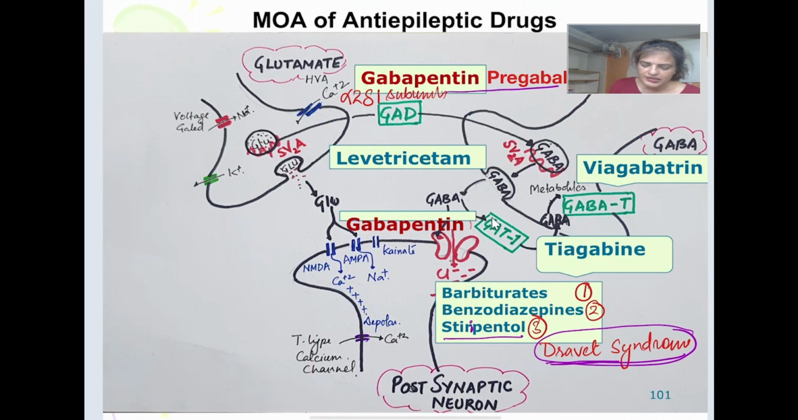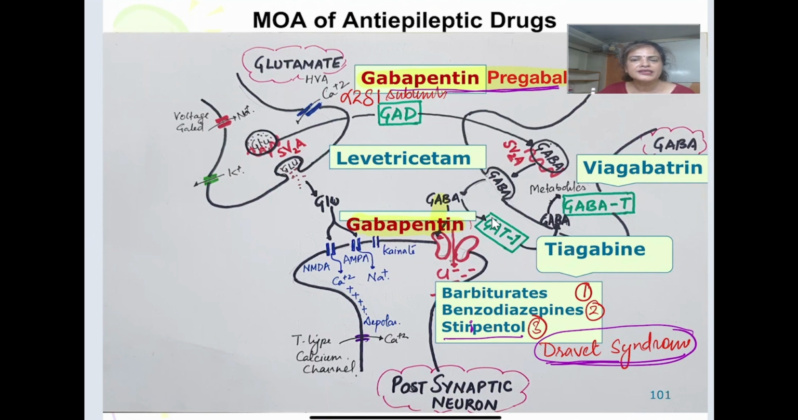GABA analog. These are the amino acid analogs of GABA, that is gabapentin and pregabalin. You can see here. Now these are the amino acid analogs. They are lipophilic. Once you give them, they are going to cross the membrane and they are going to increase the release of GABA. Gabapentin increases the release of GABA.